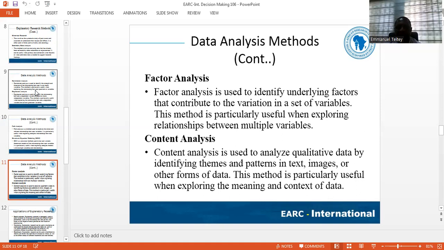Content analysis. Content analysis is useful to analyze qualitative data by identifying themes and patterns in text, images, or other forms of data. This method is particularly useful when exploring the meaning and the context of the data.